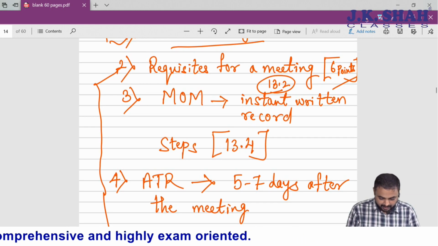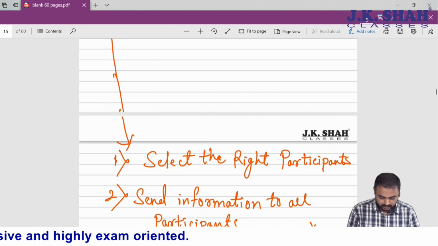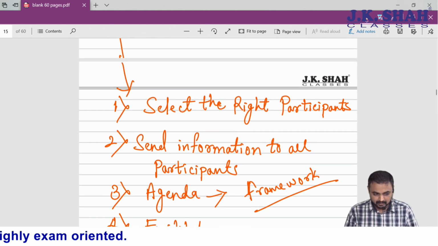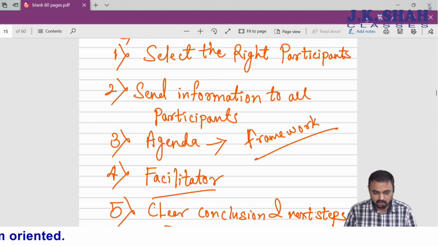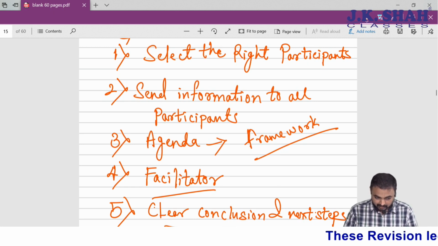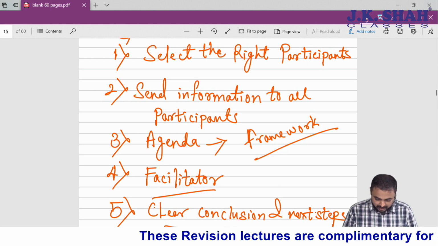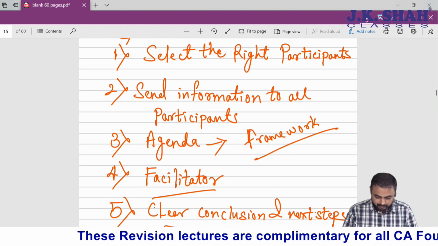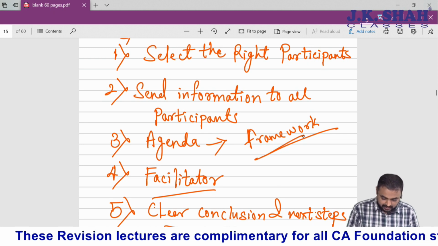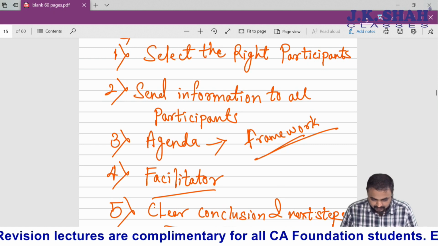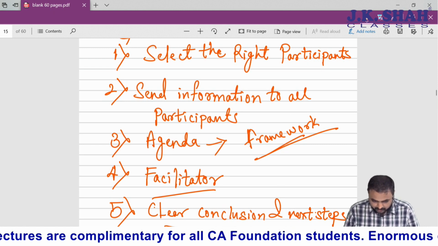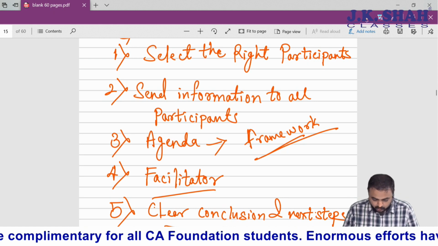It can be asked as the question in the form of requisites for a meeting, 6 points. First, selecting the right participants. Second, send information to all the participants at least 2 to 3 days before the meeting so that they can come with their information and data that is required for the meeting. One also needs to inform them about date, time, venue, names of the participants and agenda of the meeting. Agenda is nothing but the framework on which the meeting stands. It communicates about the subject of the meeting, the speaker and the time allotted to each speaker.